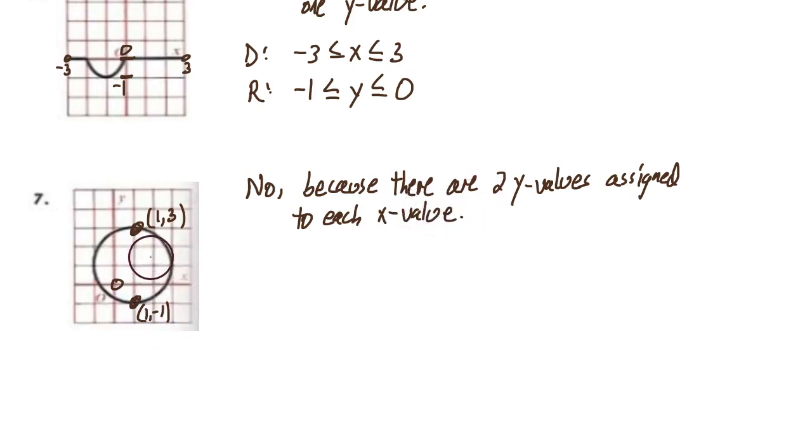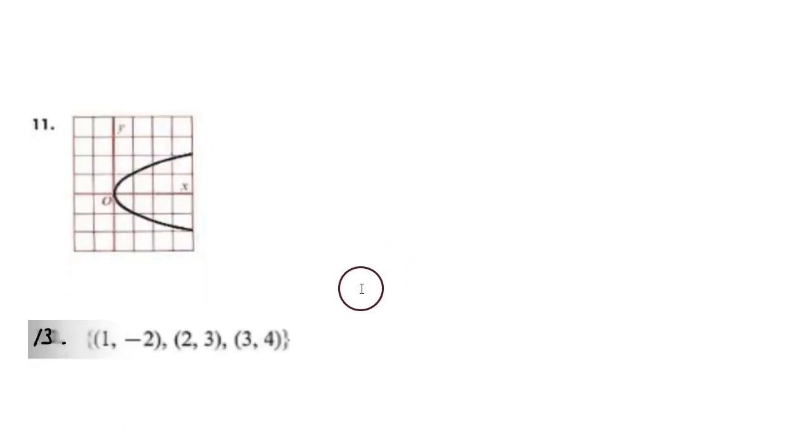Visually, when something looks like it overlaps something else in the graph vertically, that is when we say not a function. Number 11, do we have any vertical overlap? We do, in multiple places. So this is not a function because there are two y values assigned to each x value.